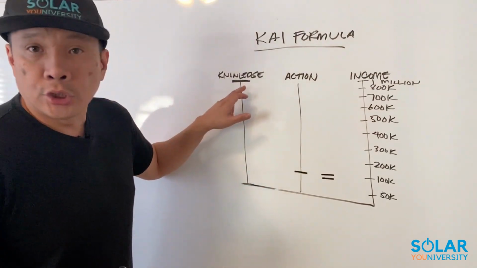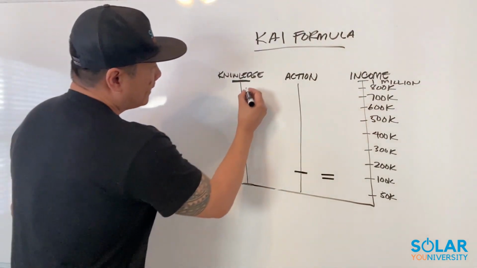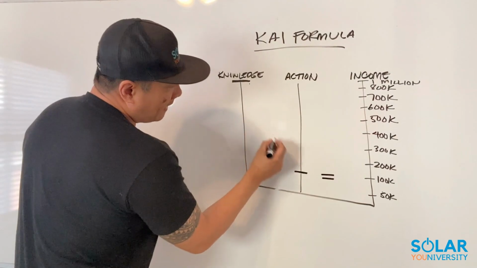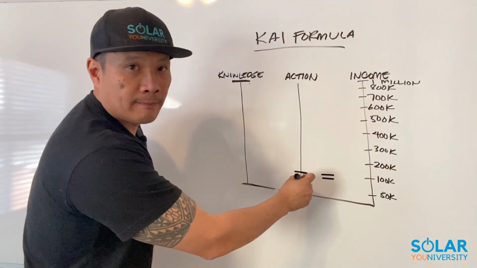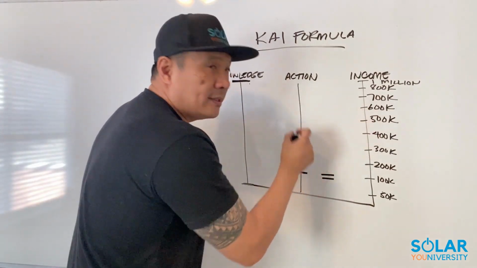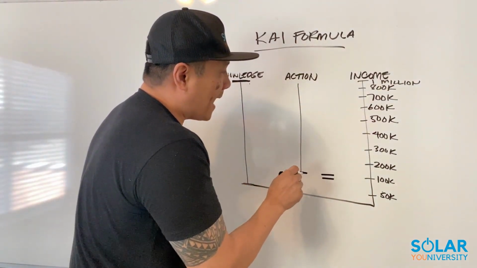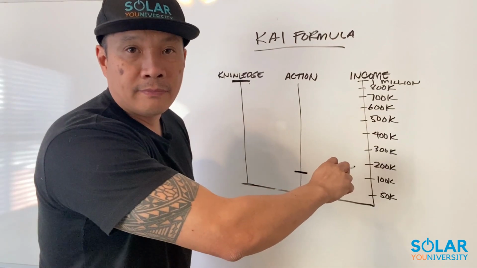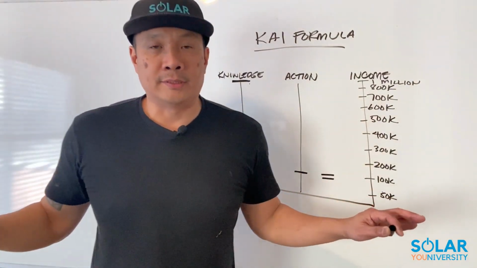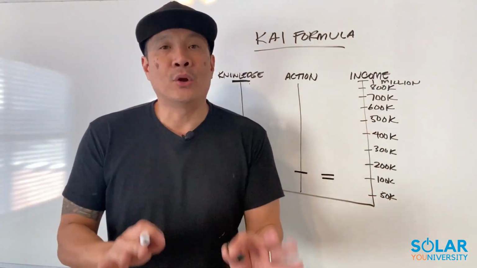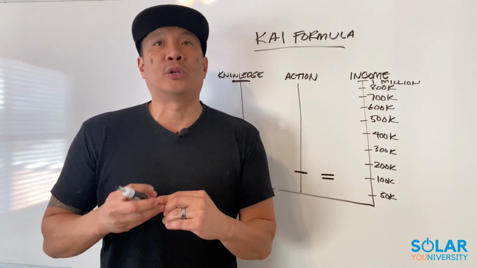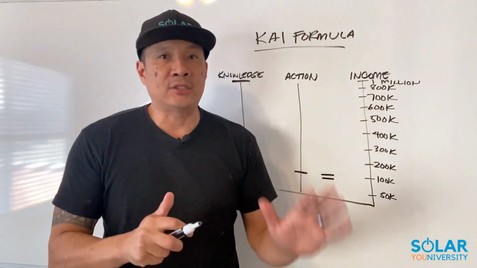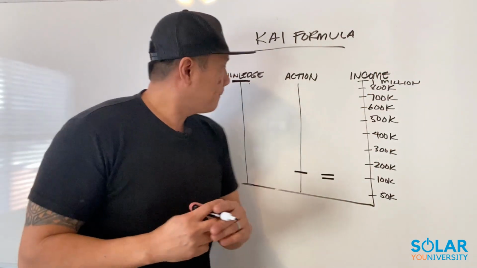Because again, your knowledge has a direct impact on the action that you take. And the action that you take has a direct impact on how much money you're making. There's no way around it, okay? There's literally no way around this. And the faster you realize this, the faster you are going to change your financial future, okay?